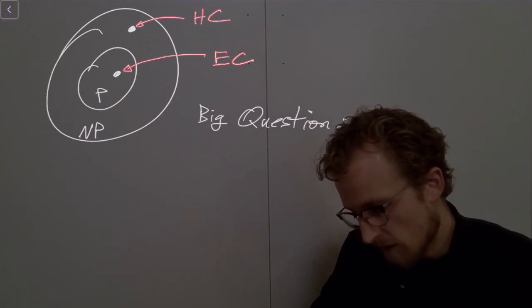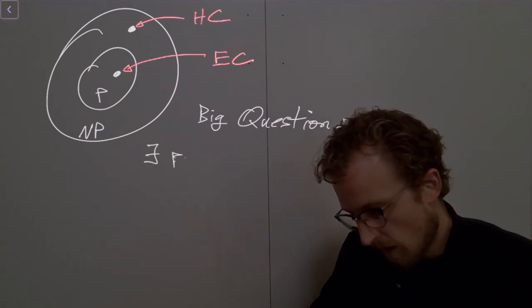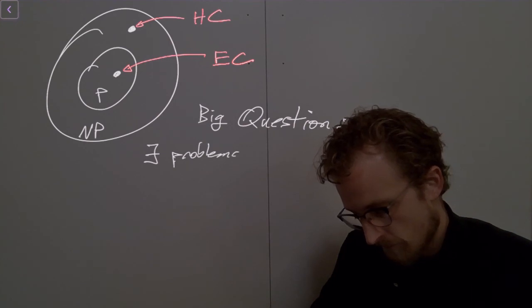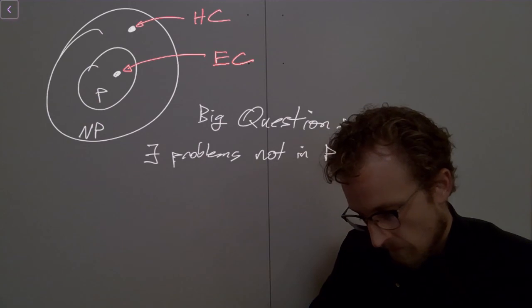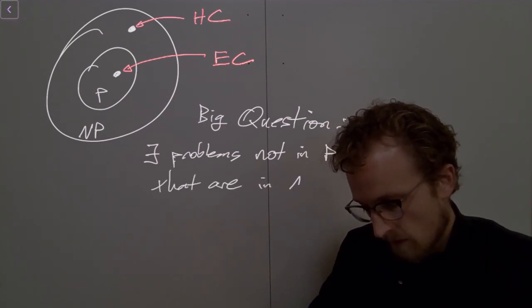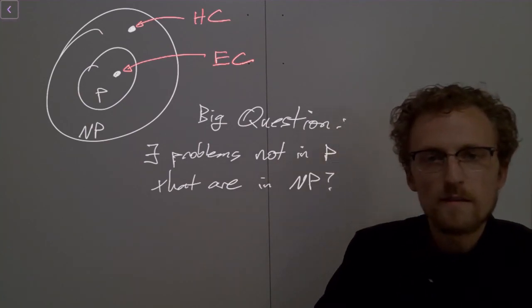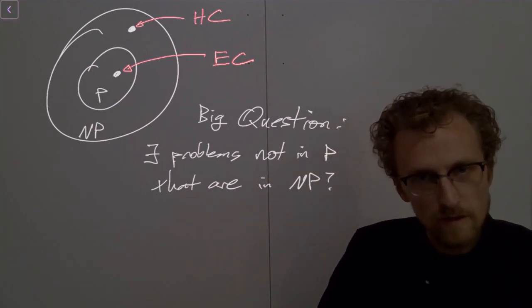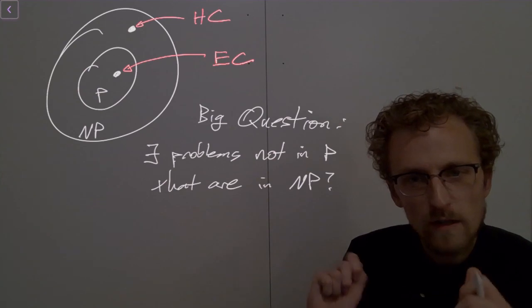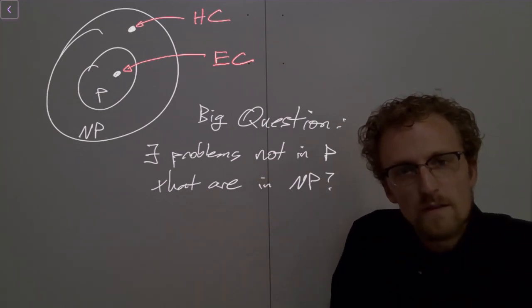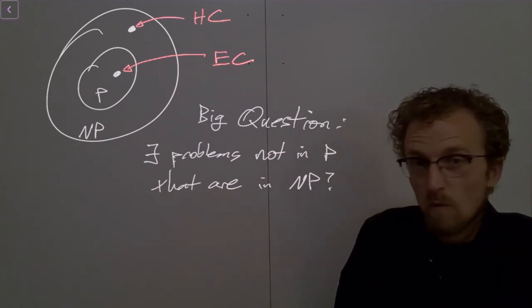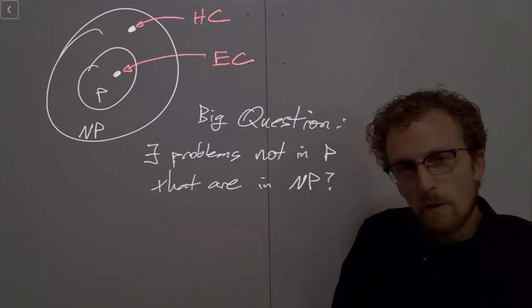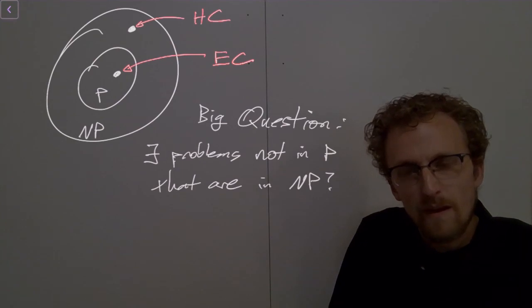So the big question is, do there exist problems not in P that are in NP, right? So I've phrased this a little bit strangely, just to try to clarify kind of which pieces of the question are important. But here we have the Hamiltonian circuit problem. We know that it's in NP, and the question is, is it also in P, right?